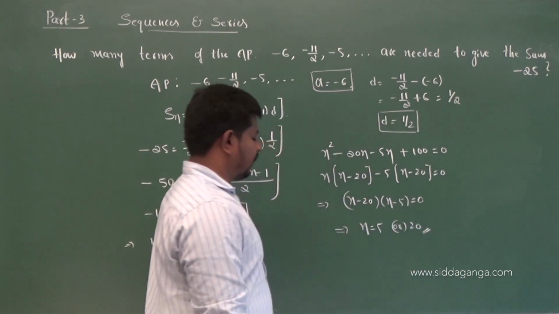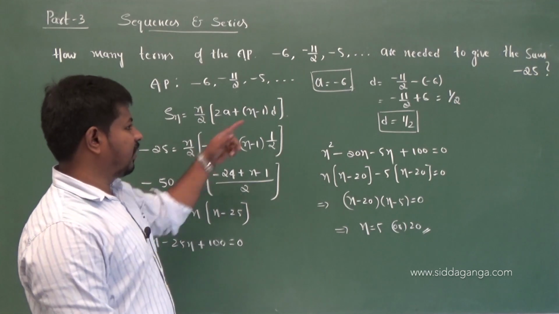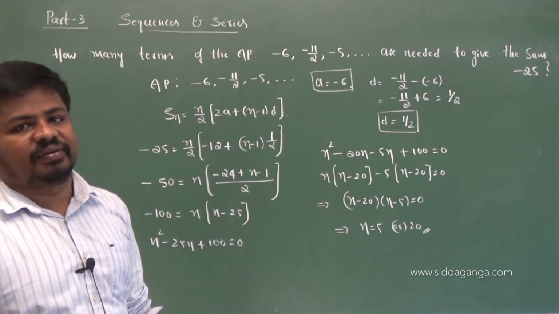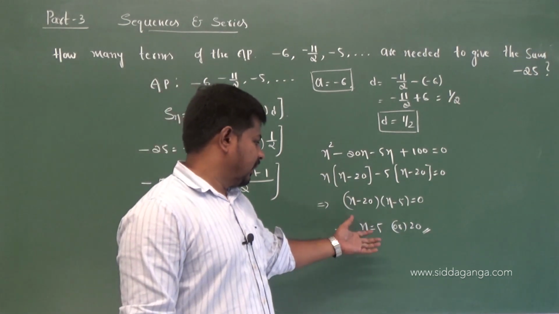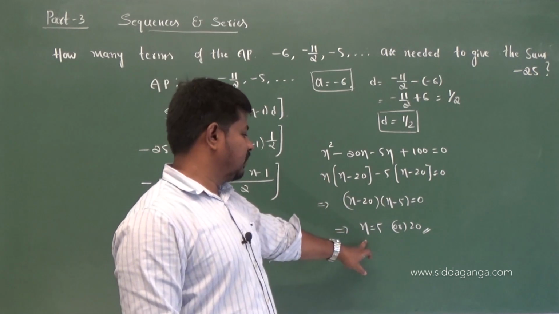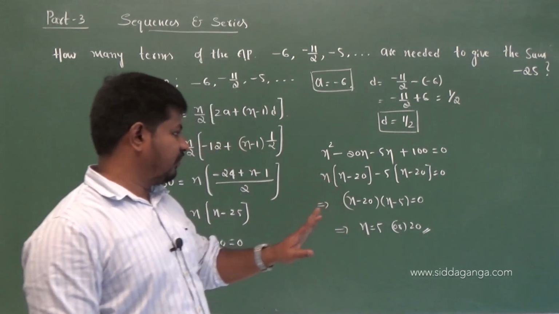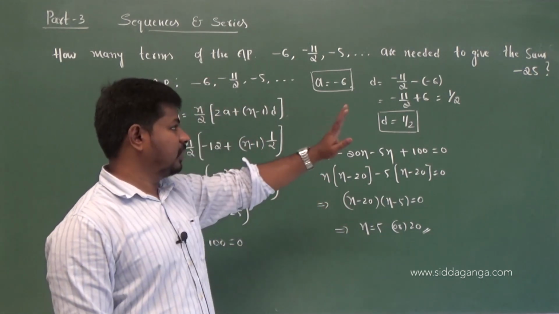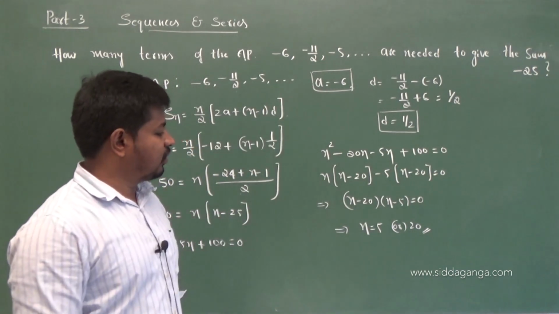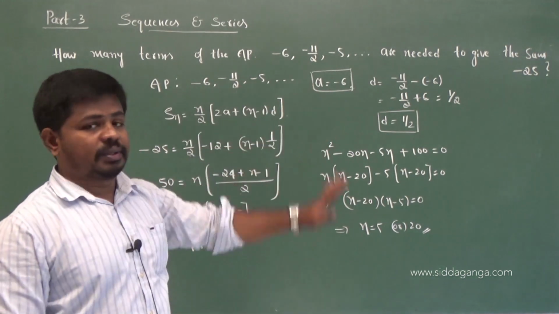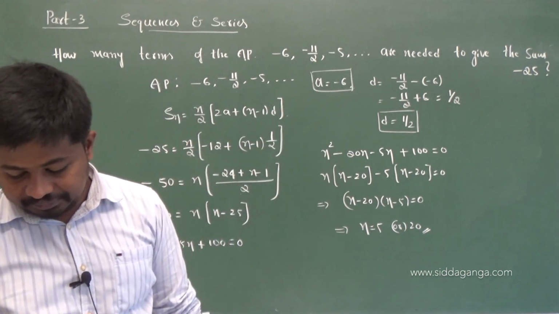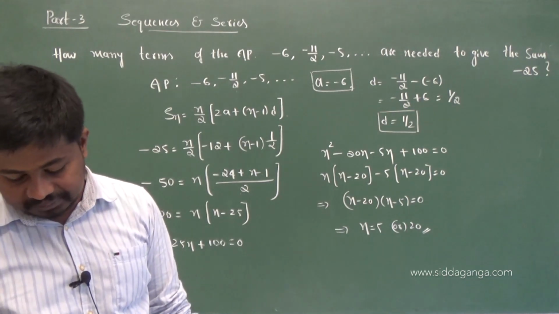So number of terms, when you add first 5 terms you get the sum minus 25, or when you add 20 terms again you get sum minus 25. So if number of terms is equal to 5, sum of first 5 terms of this AP becomes equal to minus 25, and also sum of first 20 terms of this AP becomes minus 25. So this is the answer. So n is 5 or 20.